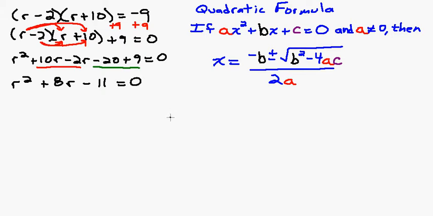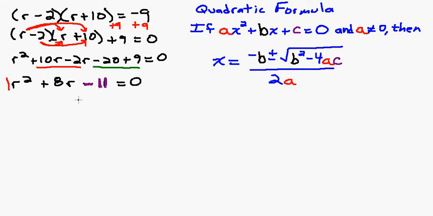Okay, so now we're in quadratic form here, and our a value is 1. Make that red. Our b value is 8, and our c value is negative 11. Let's make that purple, like I have it up in the quadratic formula. So now we're going to use this formula, and we're going to plug in 1 where the a's are, and 8 where the b's are, and negative 11 where the c is.